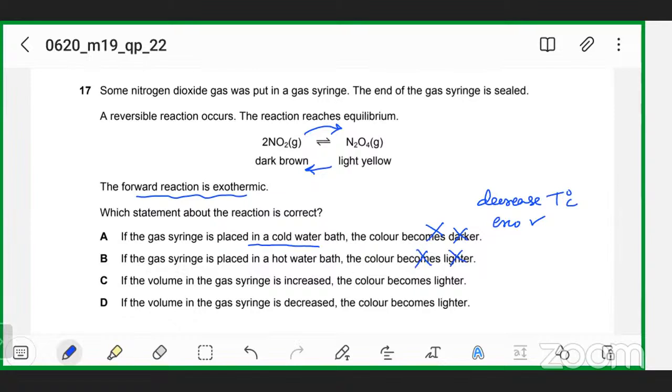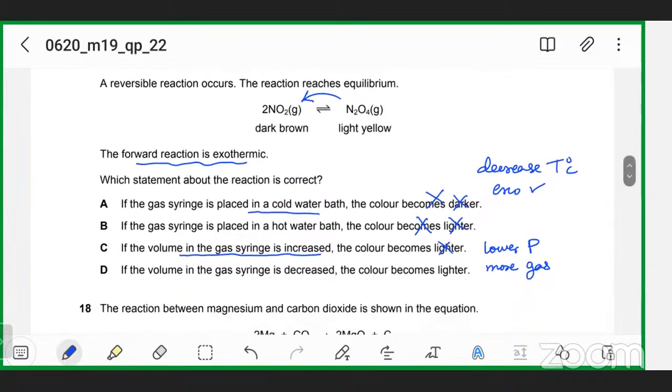अच्छा, if the volume of gas syringe is increased, जब आप वॉल्यूम इंक्रीज करते हो, प्रेशर को क्या होता है? कम करते हो, ज्यादा कर रहे हो? Increased volume is less pressure. So we are lowering the pressure, right? Lower pressure कौन सी साइड को फेवर करता है? More gas, less gas? More gas. ठीक है, more gas. तो more gas किस साइड पे? Left side. ठीक है, that has more gas and the color will become darker.